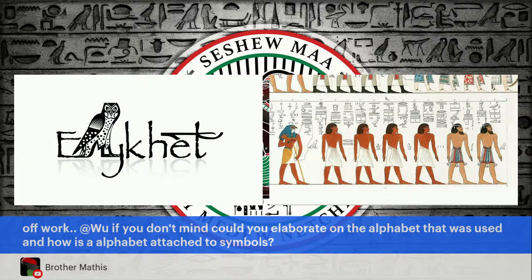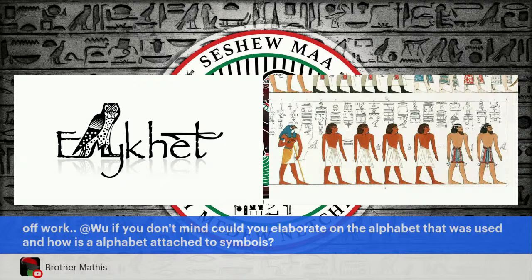Brother Mathis. Okay, well, if you don't mind, could you elaborate on the alphabet that was used and how is an alphabet attached to symbols? Okay. The ancient Egyptians did not technically have an alphabet, but we call the monoliterals a pseudo alphabet. To us, an alphabet is single characters representing single sounds, like the English alphabet A to Z. The monoliteral glyphs are glyphs that represent a single consonant, hence the word mono meaning one, a single consonant representation.